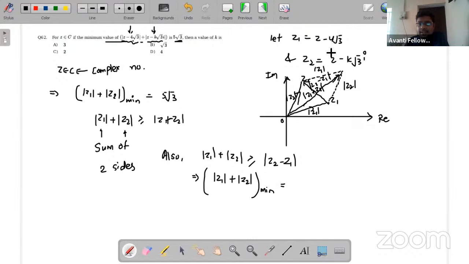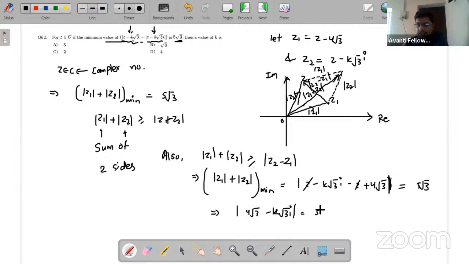So if I do Z2 minus Z1, I'll write modulus of z minus k root 3 iota minus z plus 4 root 3. Right? This will be my minimum value, which is eventually equal to 5 root 3. So finally, we can cancel z and minus z. Inside the modulus sign, I can write 4 root 3 minus k root 3 iota, modulus is equal to 5 root 3.